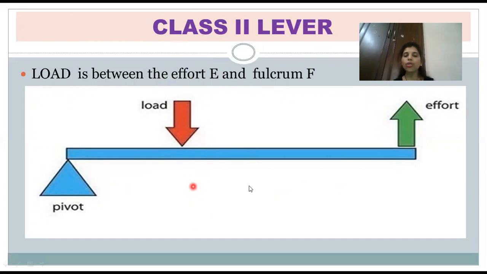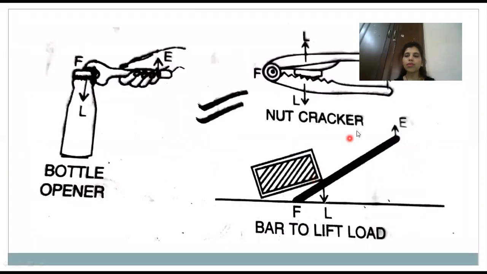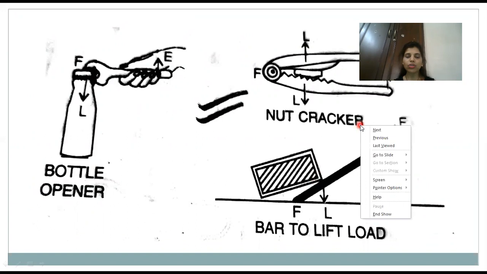Now this is how you're going to draw the schematic diagram. Fulcrum with the help of a triangle at one end. Load, downward arrow, effort, upward arrow, and a straight line. Now with different examples we are going to see.